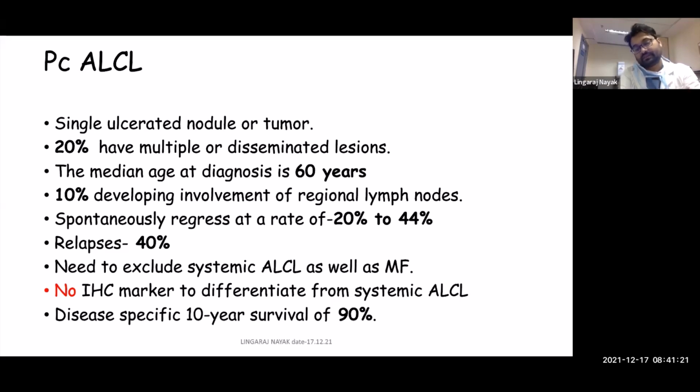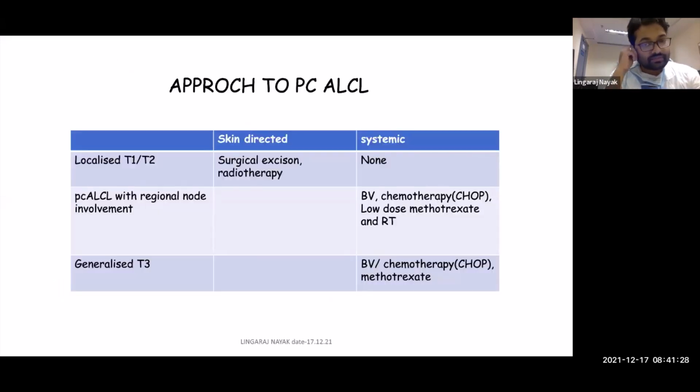And mostly the treatments are limited to the skin-directed therapies. So how do we treat them? If it is very localized T1, T2 lesions, surgical excision is done for diagnosis also, and sometimes that is the only modality of treatment, because we excise the lesion completely, and these patients can be kept under observation, or you can use radiotherapy as a single modality. There is no role of systemic therapy.